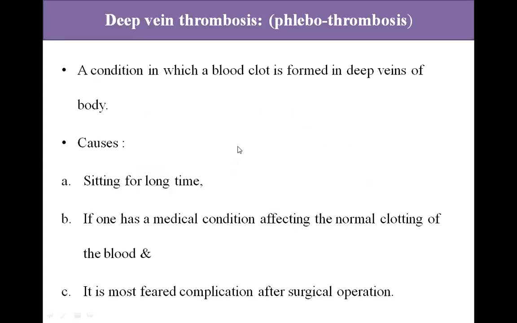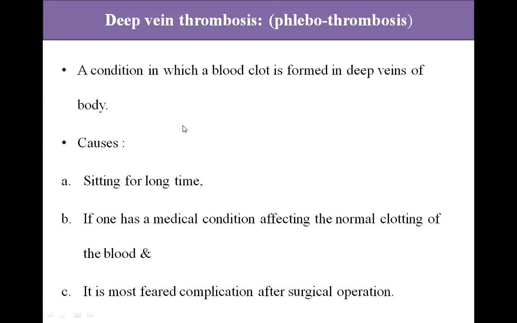Deep vein thrombosis, which is also known as the phlebothrombosis. It is a condition in which a blood clot is formed in the deep veins of the body. There are various causes for the deep vein thrombosis. Sitting for a long time. If one has a medical condition affecting the normal clotting of the blood. It is the most feared complication after the surgical operation, because after surgical operation rest is given, and because of that there may be stagnation of the blood in the lower limb and emboli may be formed.